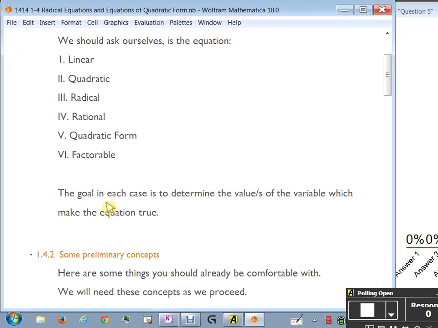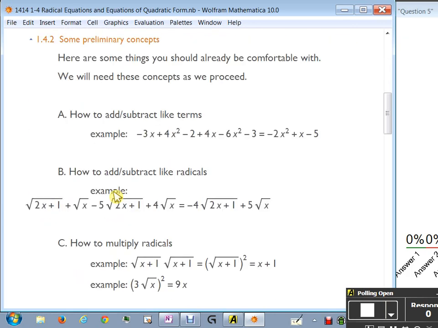The goal in each of these cases is to determine the value of the variable which makes the equation true. That's what it means to solve an equation, right? You solve for x. That means you're telling me the x that makes the equation true. Some things you need to know before we move ahead.